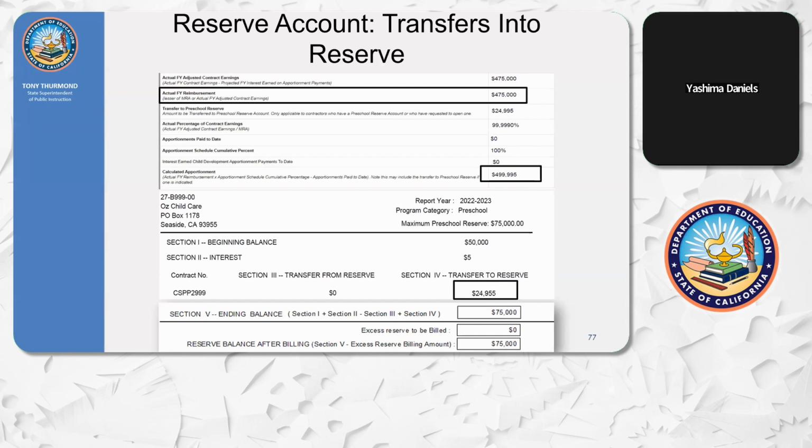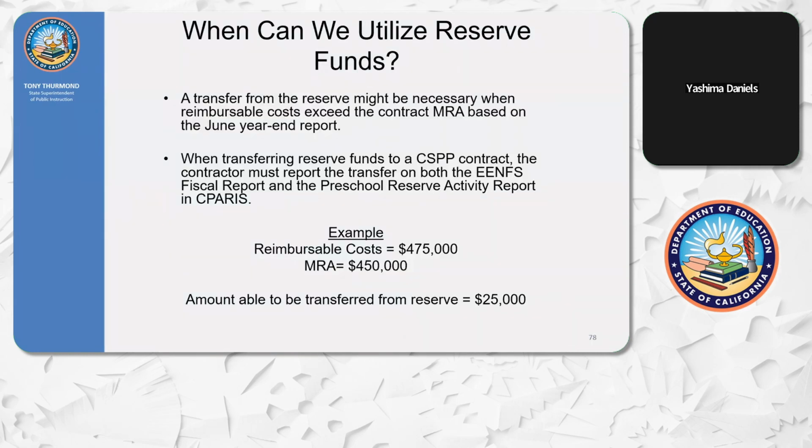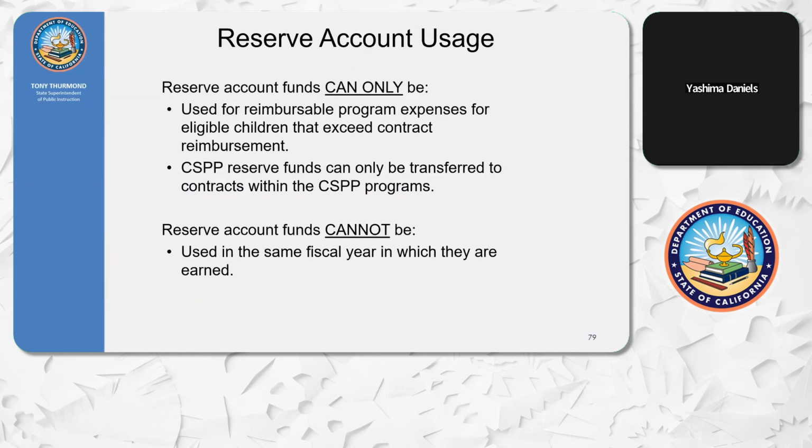Okay, just a reminder that reserve account funds can only be used for reimbursable program expenses for eligible children that exceed contract reimbursements, such as the previous example I gave with purchasing an outdoor play structure. In addition, CSPP reserve funds can only be transferred to CSPP contracts that are tied to the reserve account. Reserve account funds cannot be used in the same fiscal year in which they are earned. As mentioned earlier, if your agency were to earn reserve funds in fiscal year 22-23, those funds can only start being utilized in fiscal year 23-24 and in any subsequent fiscal year.